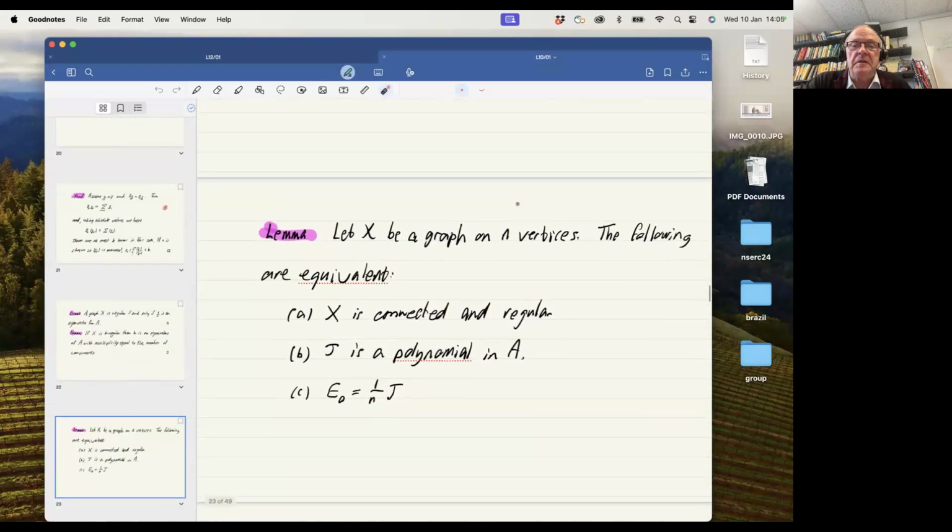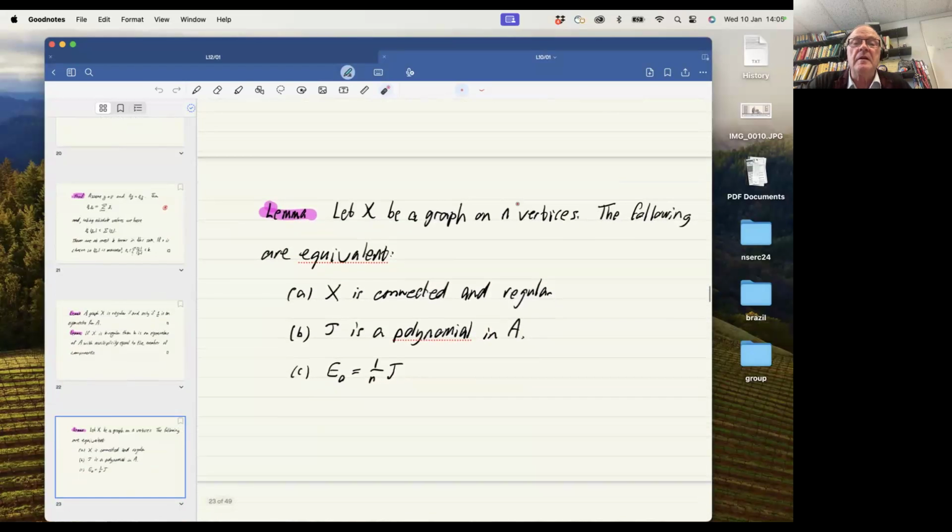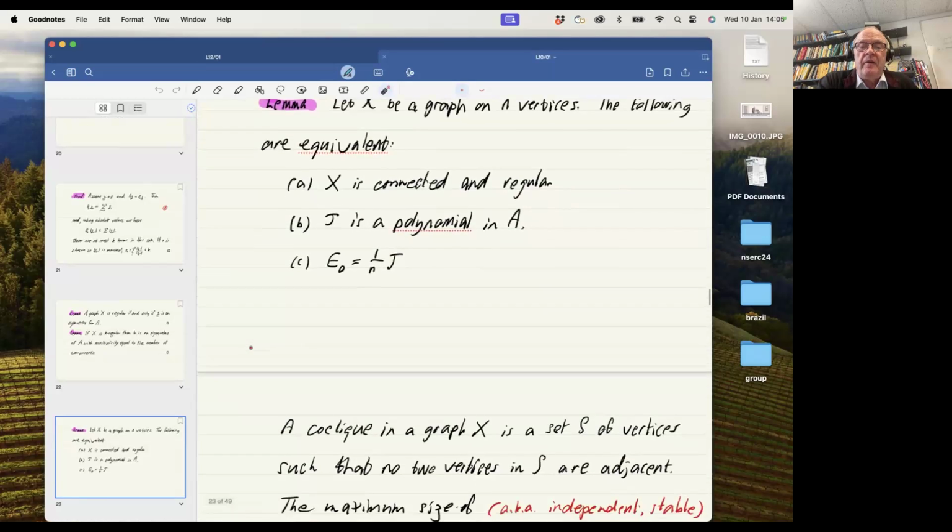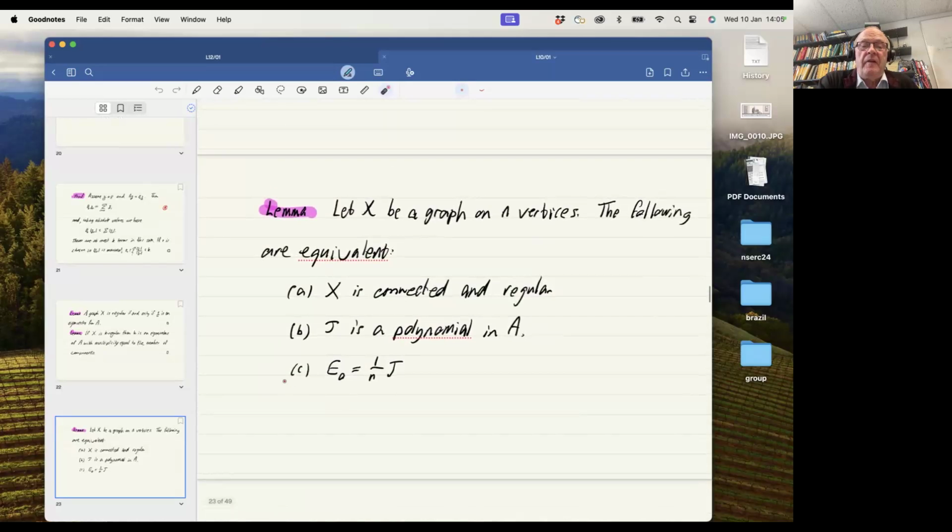Now, there's a bit more theory I need before I get to the bounds I want. I'm starting with a graph on n vertices. There are three equivalent statements: that the graph is connected and regular, that the all-1 matrix J is a polynomial in A, which I think I proved, and that the spectral idempotent belonging to theta 0 is just 1 on n times J.